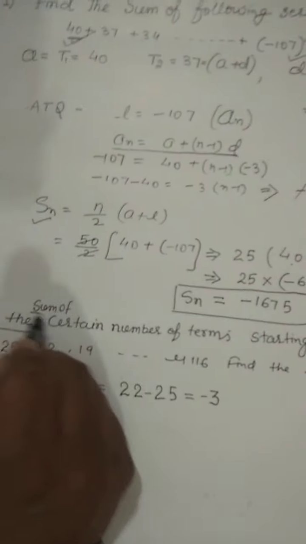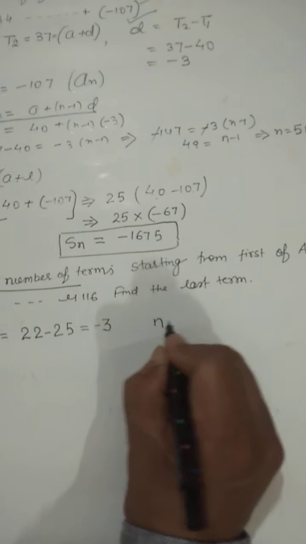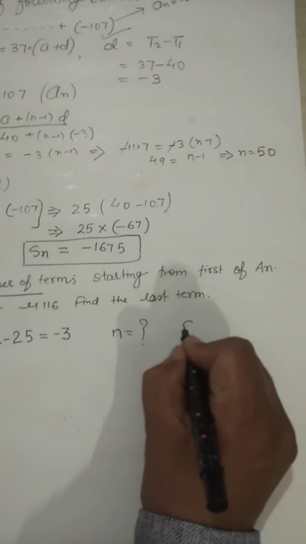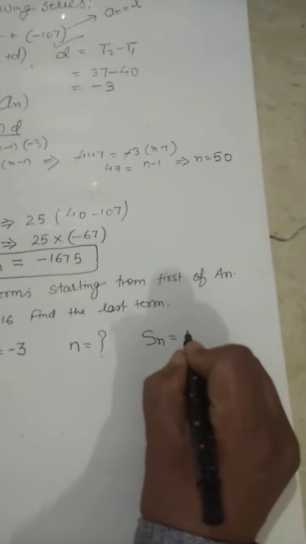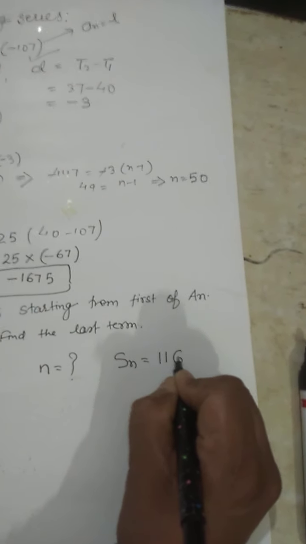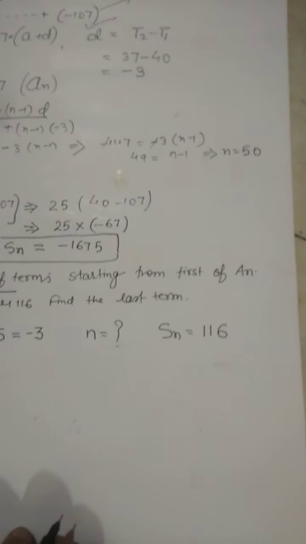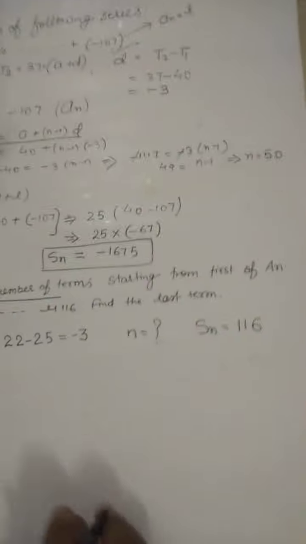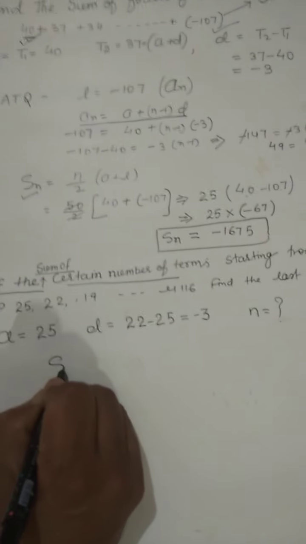If the sum of a certain number of terms, read the question. N is not given; certain number, N is equal to what, I don't know. But what is given here? Sn is equal to 116. So my dear, A is given, D is given, Sn is given. Now you write the formula for Sn.